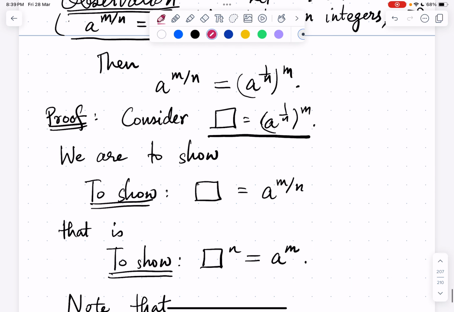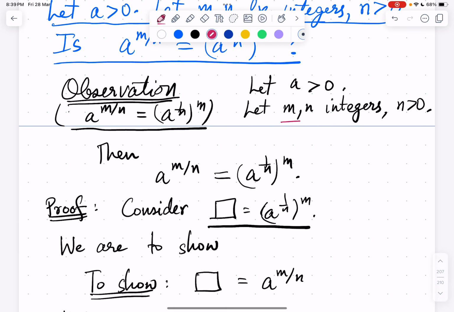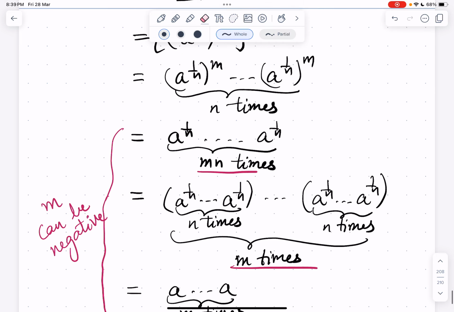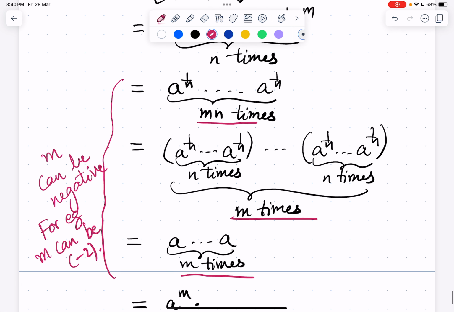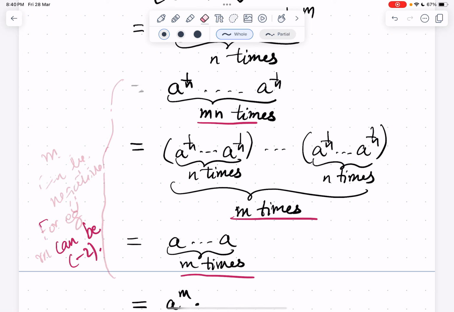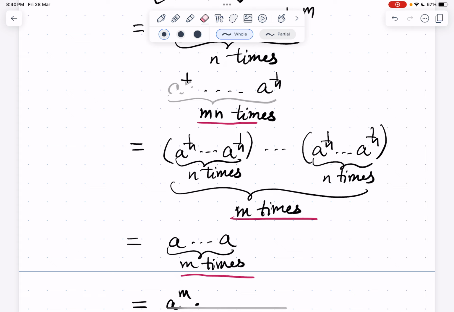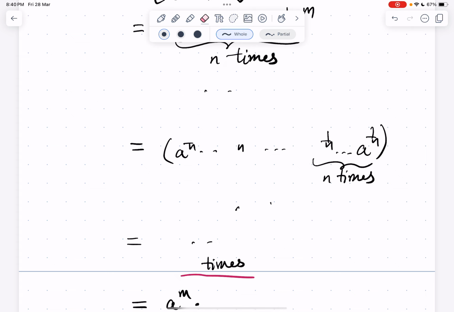Here, m and n are integers, n is only greater than 0. So m can be negative. For example, m can be -2. So m is just an integer. So taking things mn times, these are fictitious quantities. These quantities don't exist. So this part is wrong. All these, m can be negative, so these kinds of inferences are wrong.